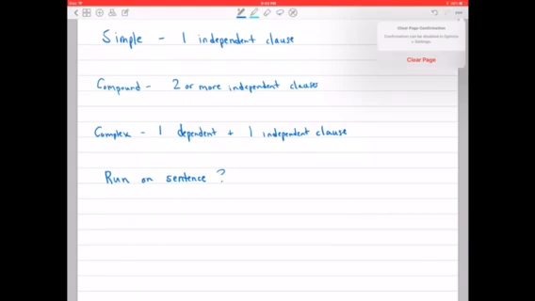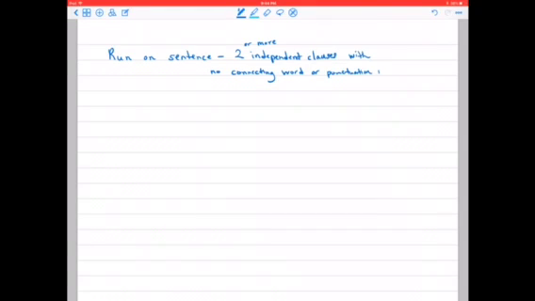Okay, so a run-on sentence is a sentence that has two or more independent clauses with no connecting word, or no connecting punctuation mark.